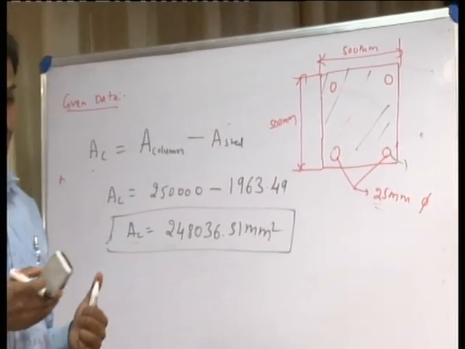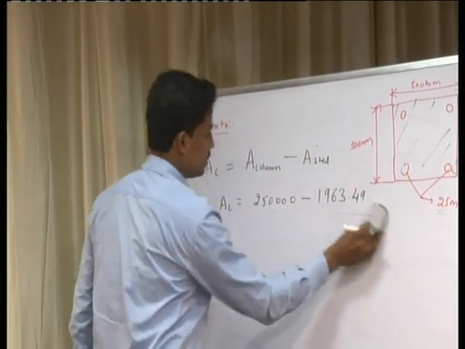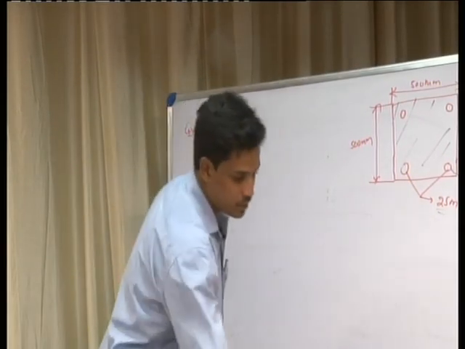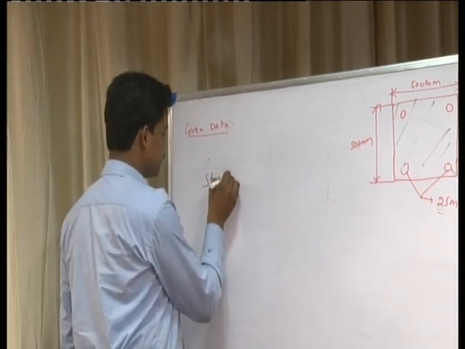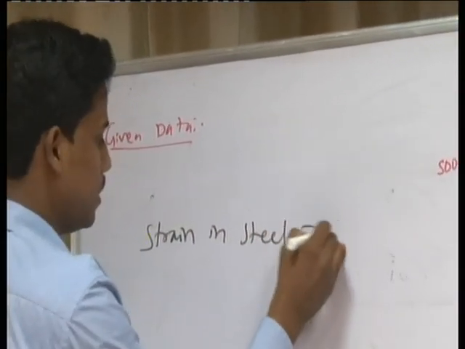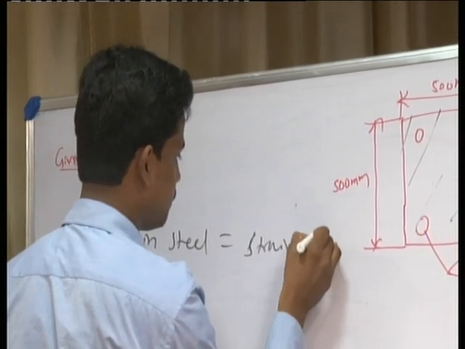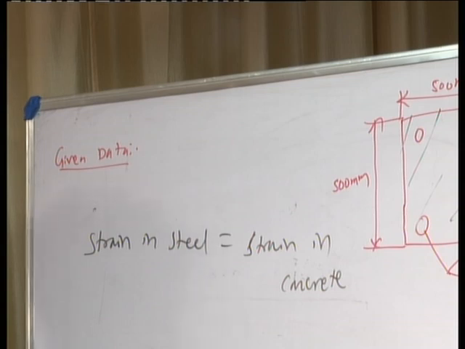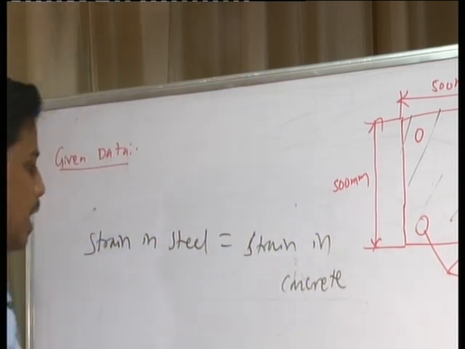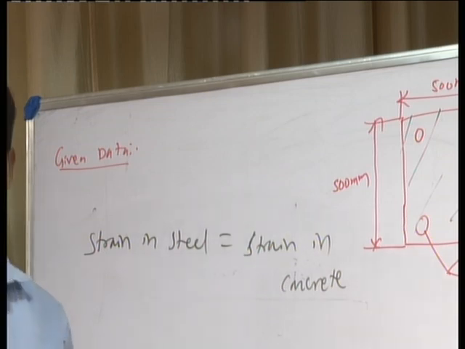Before coming to that, in this composite section we know that strain in steel is equal to strain in concrete, because the ratio of stress versus Young's modulus remains the same.